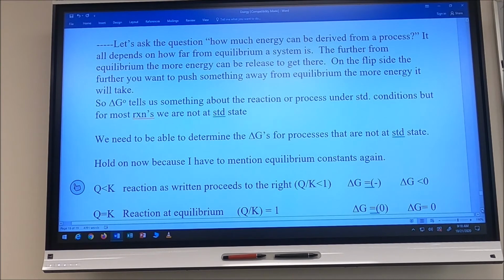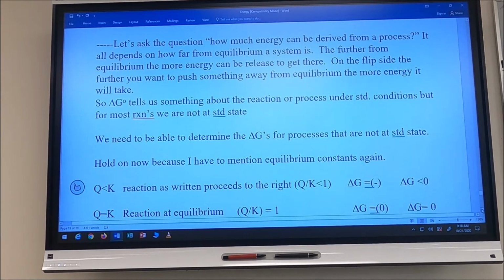Delta G tells us something about the reaction of the process under standard state conditions. But let's face it, most of the time when we're doing chemical reactions, we're not under standard state. We're not dealing with 1 molar concentrations for everything, or 1 atmosphere partial pressures. So we need to be able to determine delta G's for processes that are not under standard state. Okay?